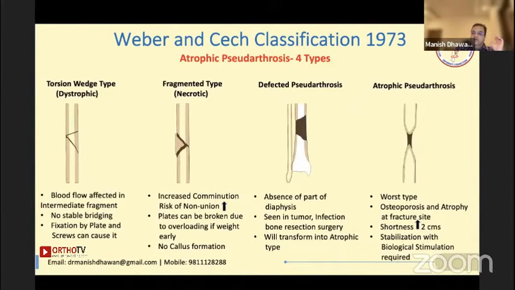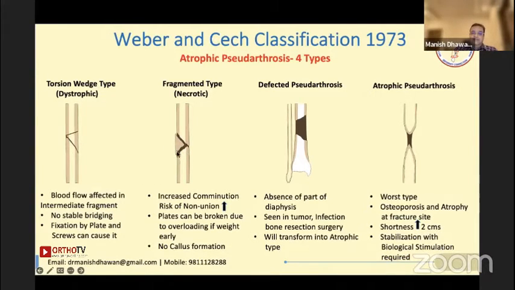Now we come to atrophic pseudarthrosis, which has four types. One is the torsion wedge, fragmented, defected pseudarthrosis, and atrophic pseudarthrosis. In the torsion wedge type, we encounter this in many cases where there is a butterfly fragment. Blood flow is affected in the intermediate fragment, and there is no stable bridging. Fixation by plate and screw, if you do not give proper stability to this fragment, can go into non-union.